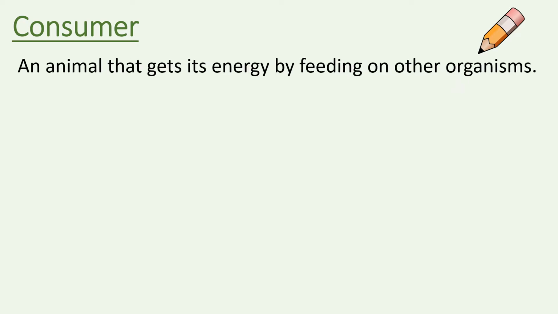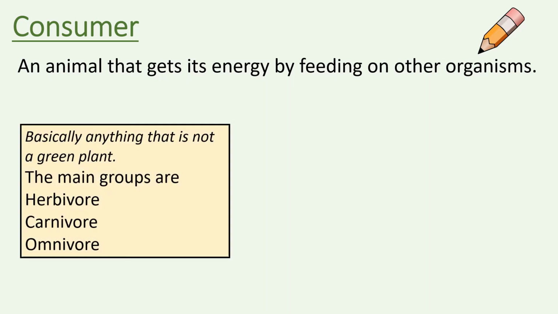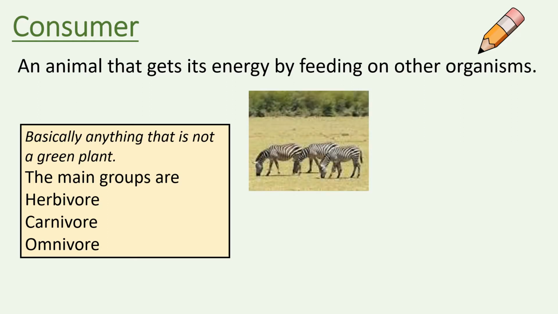The next term that you need to try to define is consumer. So pause the video and try to write down what you think consumer is. So the answer is that a consumer needs to get its energy from feeding on another organism. So there are basically 3 main groups of consumer. So basically anything that is not a green plant, and you get herbivores, carnivores and omnivores, which we're going to look at in more detail.